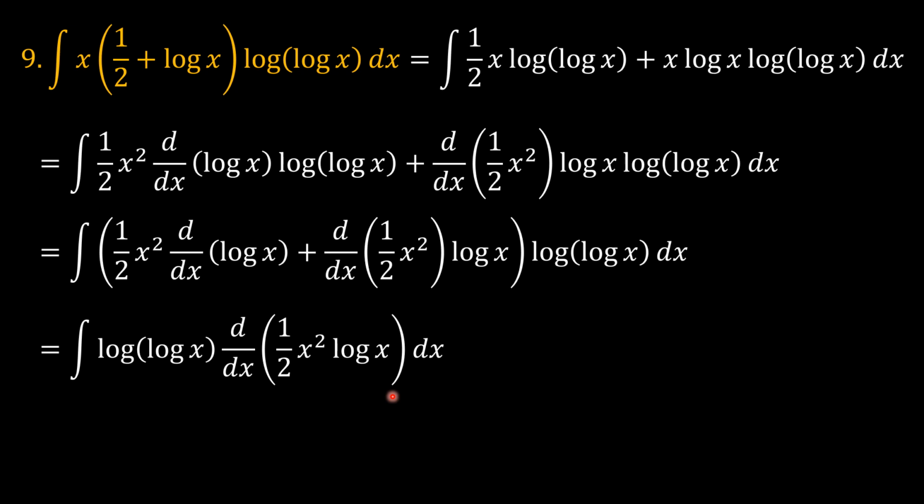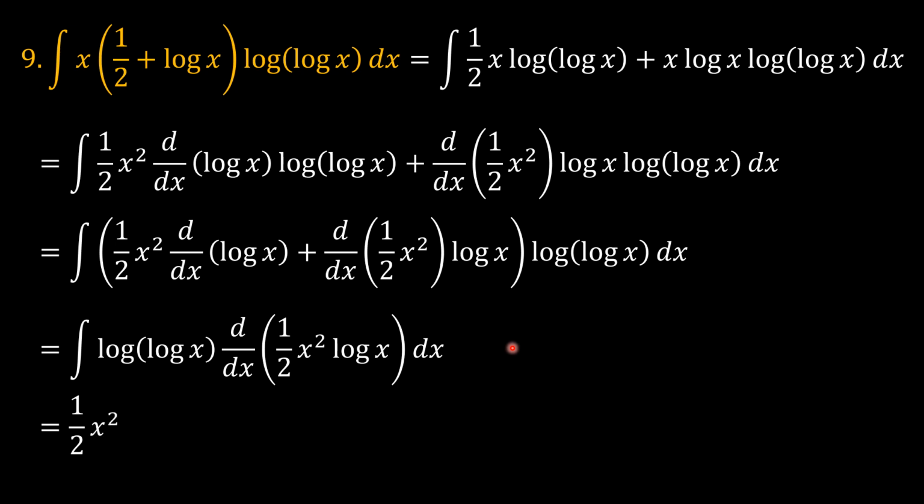And from here now I can use integration by parts, and integration by parts means that if you have a product of a function v and the derivative of function u, and you integrate that, you get uv minus the integral of the function u times the derivative of v.